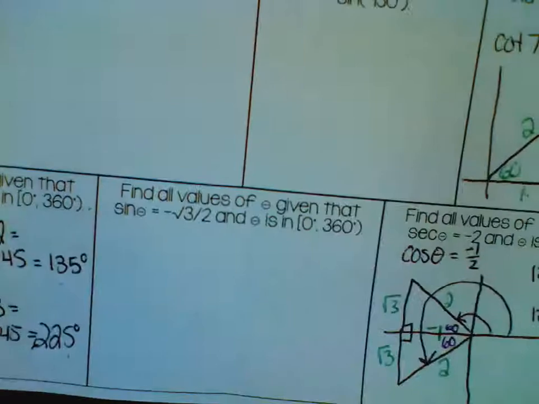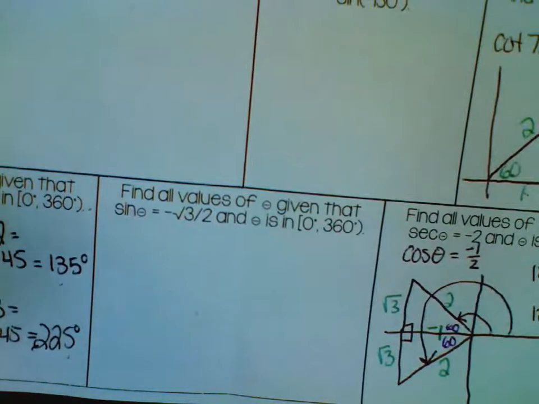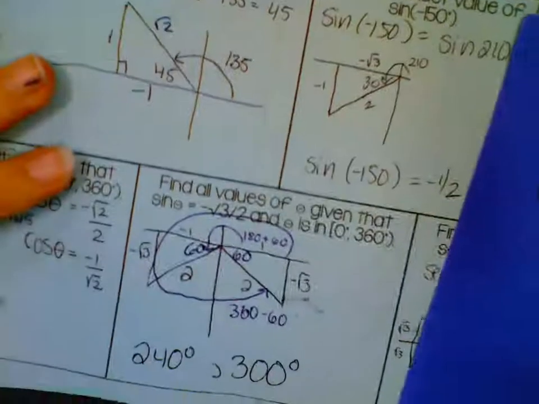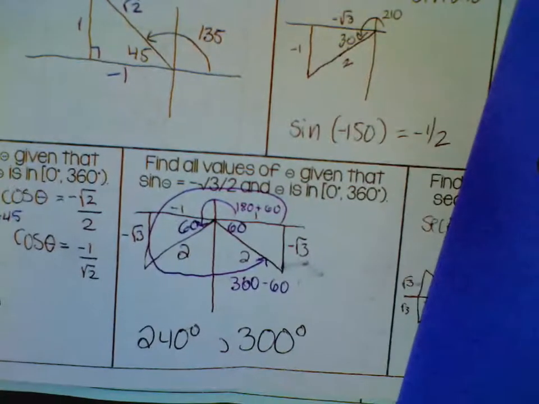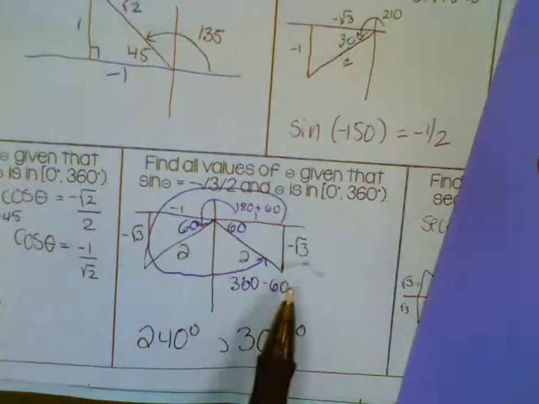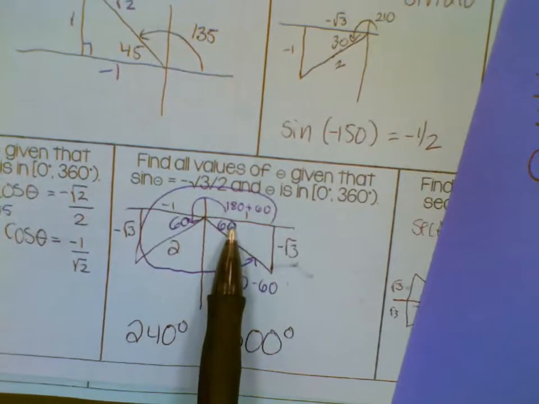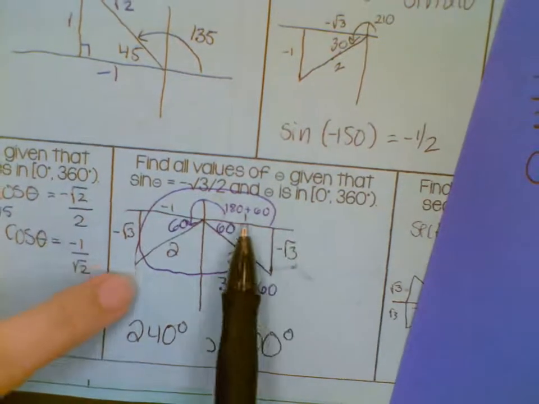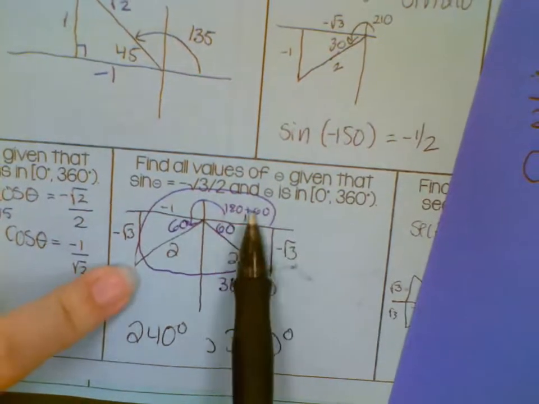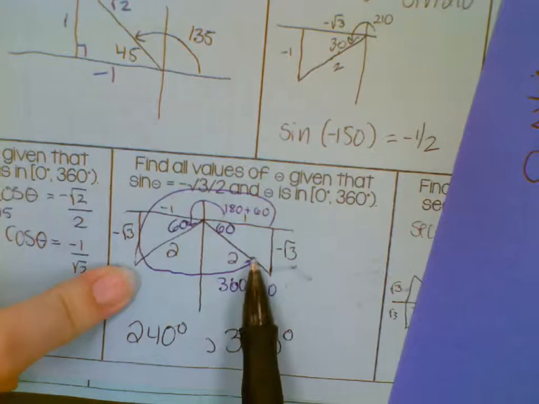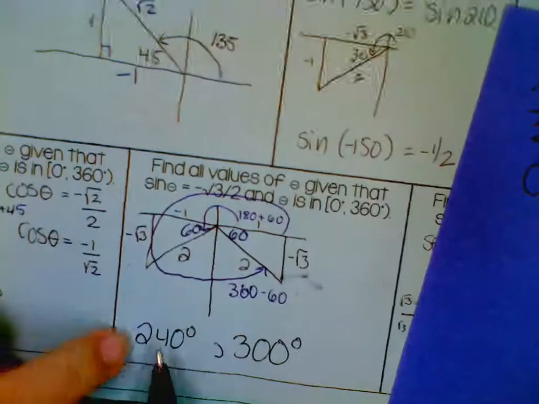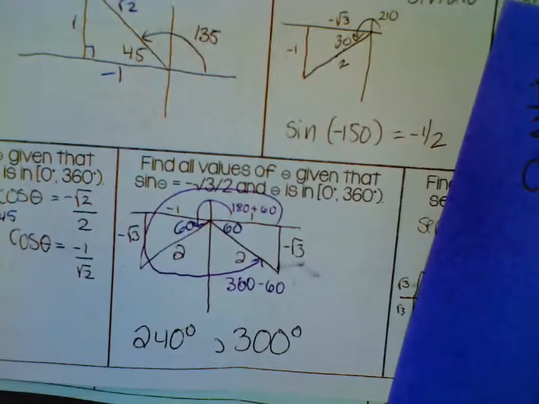So go ahead and pause and try that last one. Okay, welcome back. So we had sine being negative, so that's quadrants 3 and 4. And we have root 3, so across from root 3 gives us a reference angle of 60. To get that value in quadrant 3, it's 180 plus 60. To get the one in quadrant 4, 360 minus 60. So that gives us values of 240 and 300.